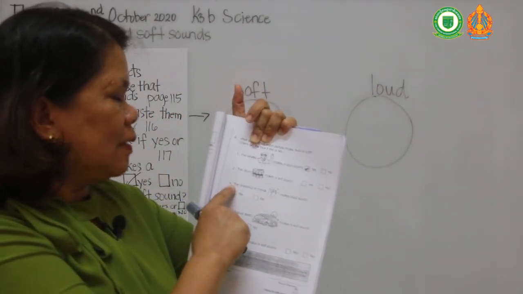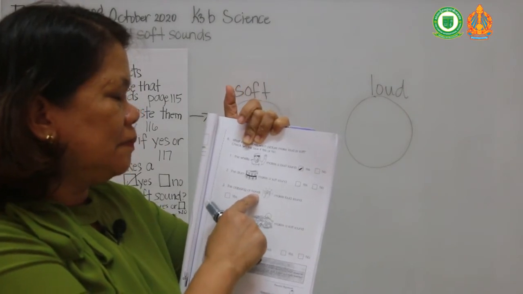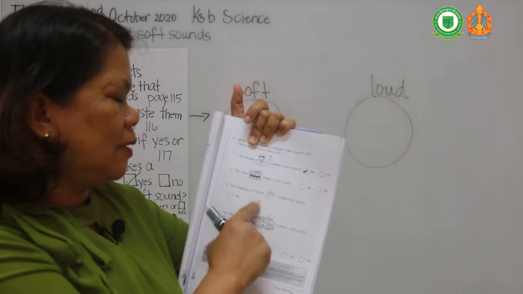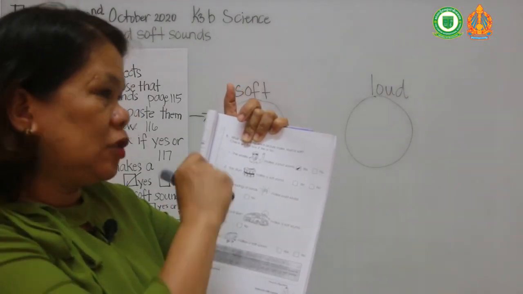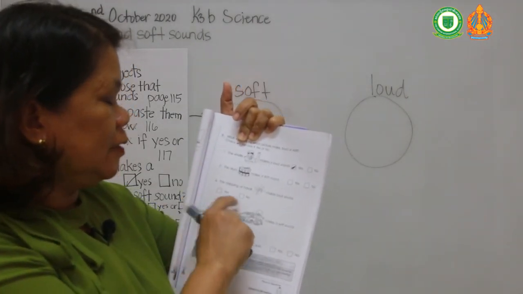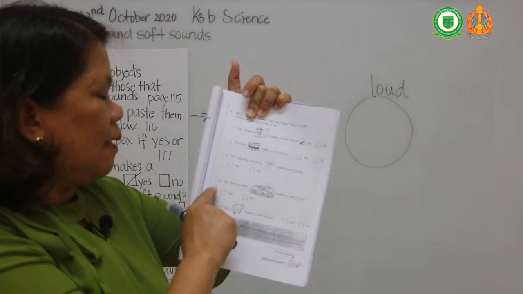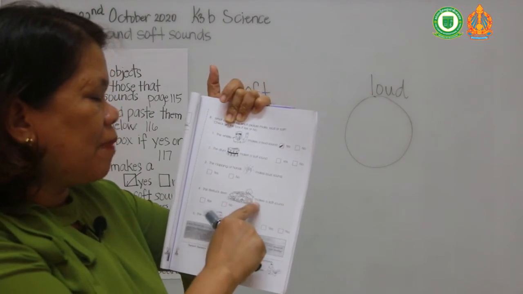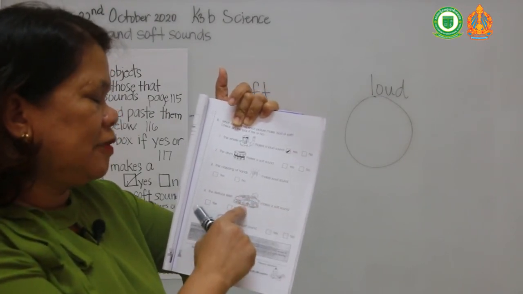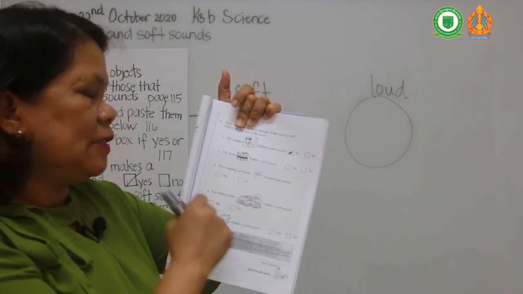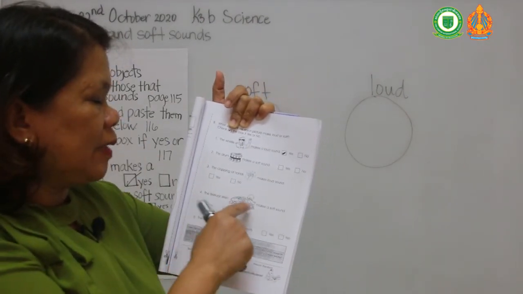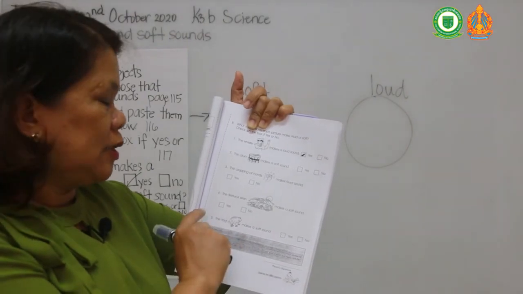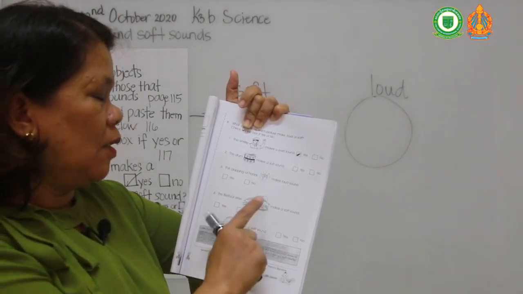Number 3, the clapping of hands makes loud sound. Is that loud sound? Yes or no? Okay? You check yes or no. Number 4, the fire truck siren makes a soft sound. Is this soft sound or loud sound? Yes or no? You're going to check yes or you're going to check no.